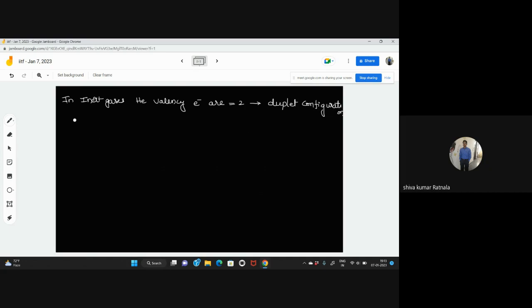Next one, remaining elements. Look at the remaining elements. It is duplet valence. Duplet means 2 electrons. Valence electrons are 8. That is octet configuration.